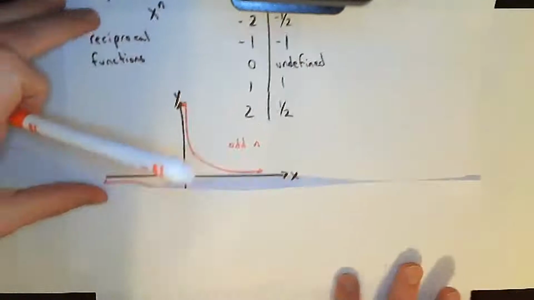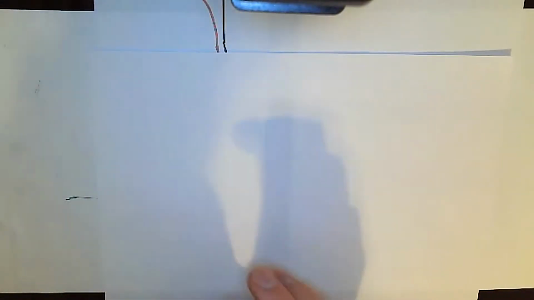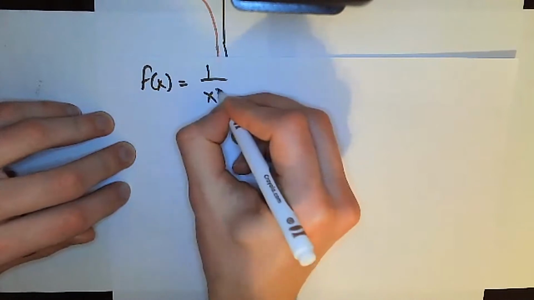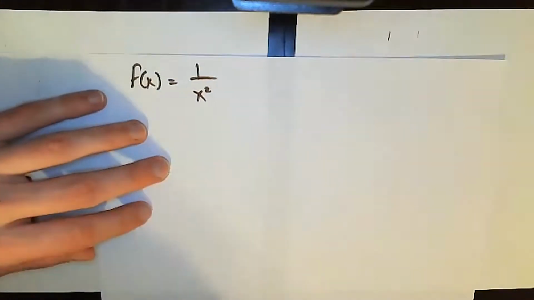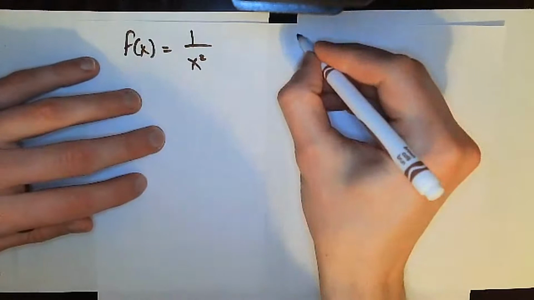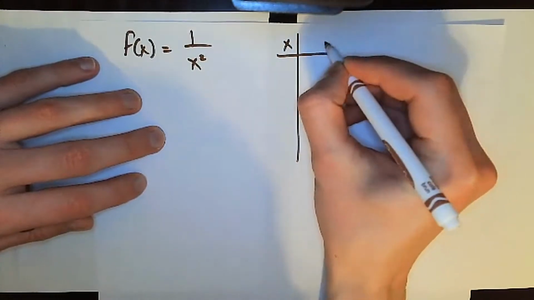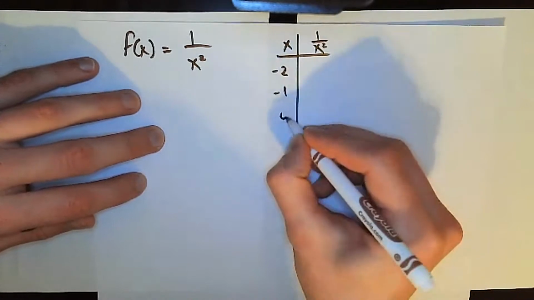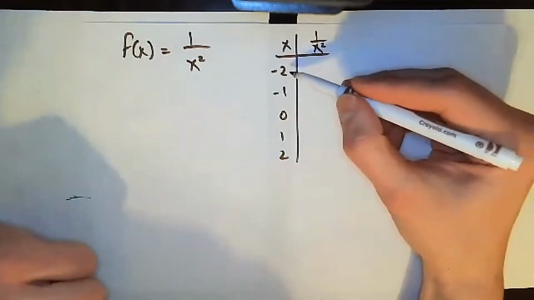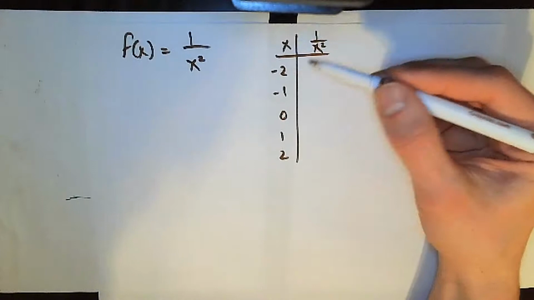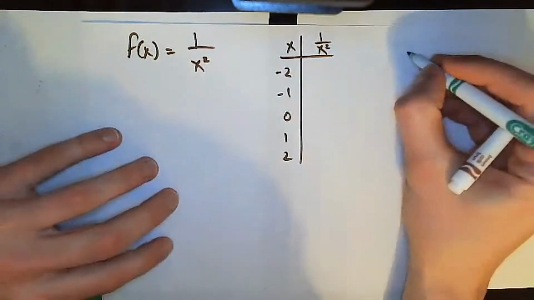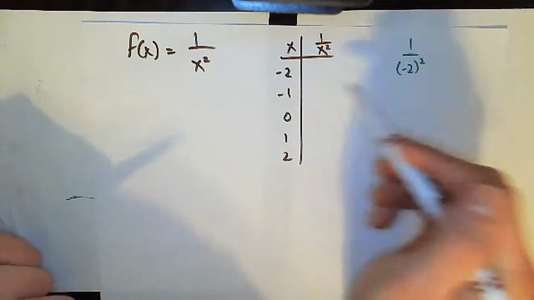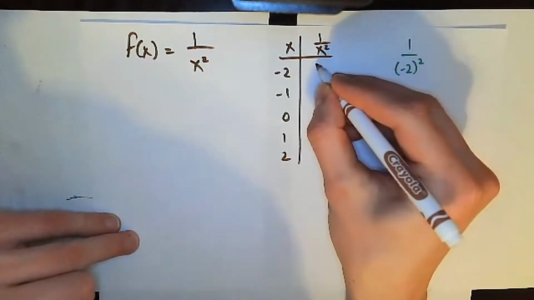So let's get caught up with what we're doing in Desmos here. f of x equals 1 over x squared, and we're going to make a table of values, x and 1 over x squared: -2, -1, 0, 1, and 2. Okay. -2 plugged in here is going to be 1 over (-2) squared, right? That's how that works. That first input should be 1 over 4.